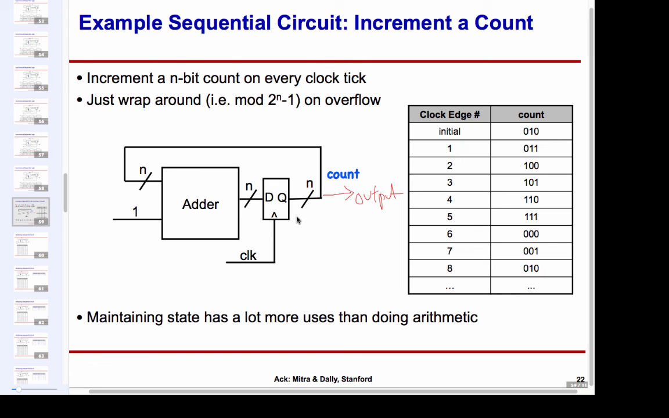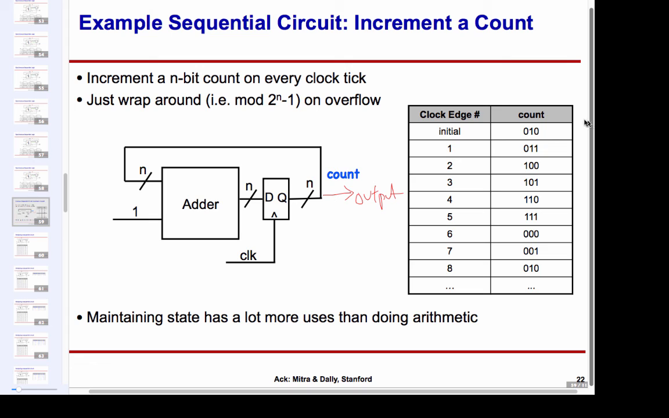So if n was 3 as shown out here, let's say we started out with 0, 1, 0, so it will go to 1, 0, 1, 1, 1, 0, 0, 1, 0, 1, 1, 1, 0, 1, 1, 1, 0, 0, 0. So this is where rollover is happening, and then 0, 0, 1, 0, 1, 0, again back to the same thing. So this is a very simple counter. It has many uses. Okay, let's talk about some.